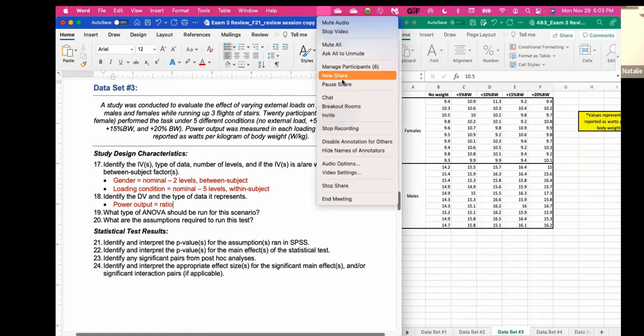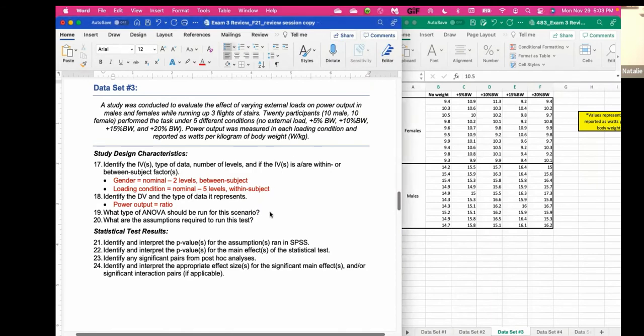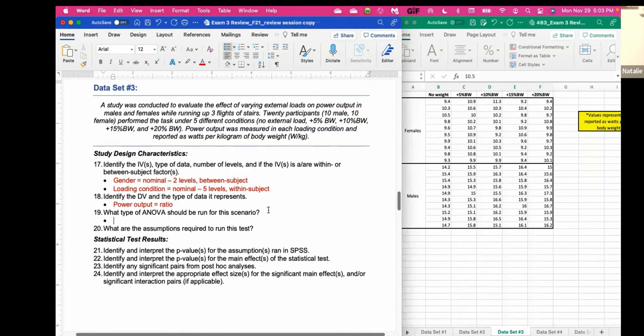What type of ANOVA would I want to run for this one? Yeah. So we could label this a couple of ways. Juan suggested if we were using like a level by level naming convention, we could say it's a 2x5 mixed ANOVA. You could say it's a two-way mixed ANOVA, a 2x5 between within. I'm going to type it that way just so we have an example of it written that way. If you wrote a 5x2 between within, that would be incorrect.